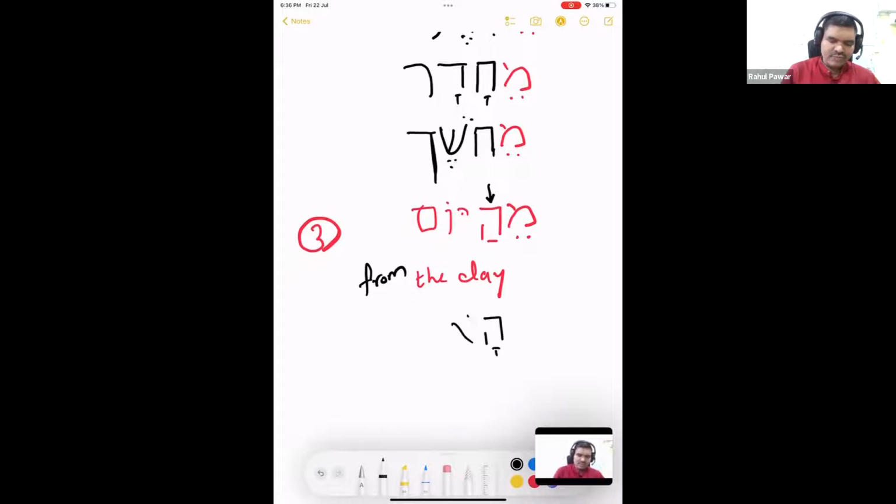In the first verse, Genesis, you'll find this: Haaretz, Mehaaretz. Genesis 1:2.